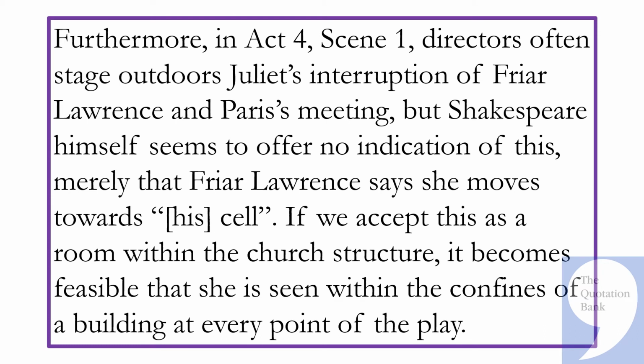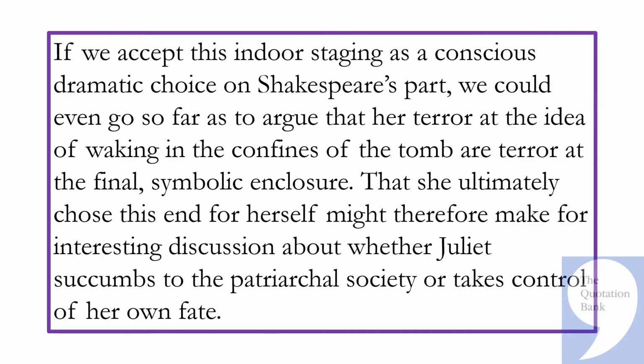Furthermore, in Act 4, Scene 1, directors often stage outdoors Juliet's interruption of Friar Lawrence and Paris's meeting, but Shakespeare himself seems to offer no indication of this, merely that Friar Lawrence says she moves towards his cell. If we accept this as a room within the church structure, it becomes feasible that she is seen within the confines of a building at every point of the play.